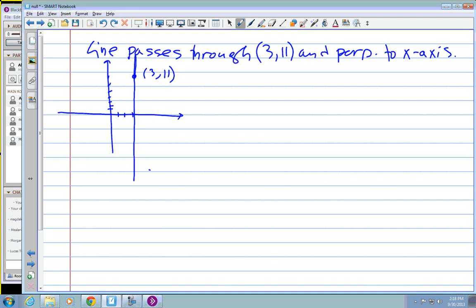So what kind of line is that? Well, the slope is undefined. It's a vertical line, right? So what did we agree? The equation of a vertical line is x equals whatever x equals. So it's x equals 3. So the equation of this line is just x equals 3. That's always the case. So basically, you had to realize that it's a vertical line when I say perpendicular to the x-axis.